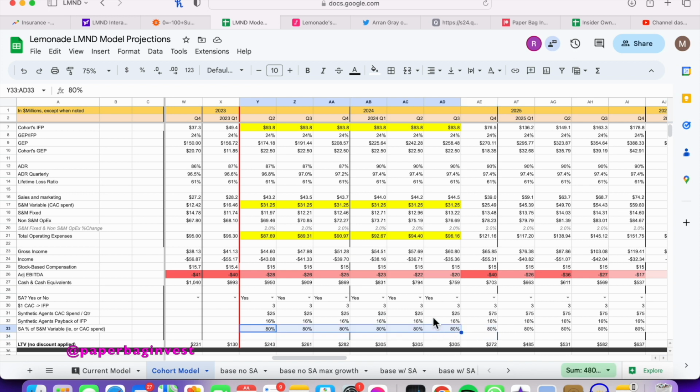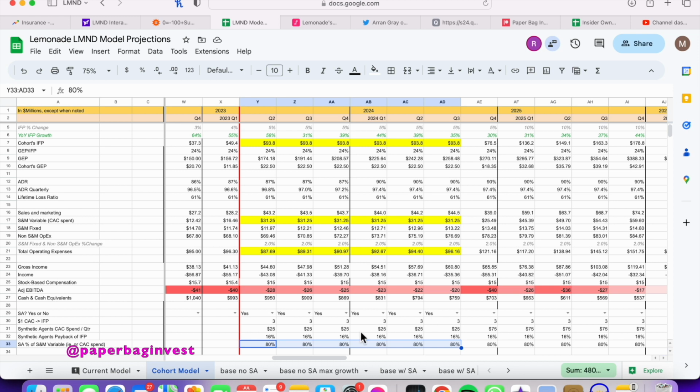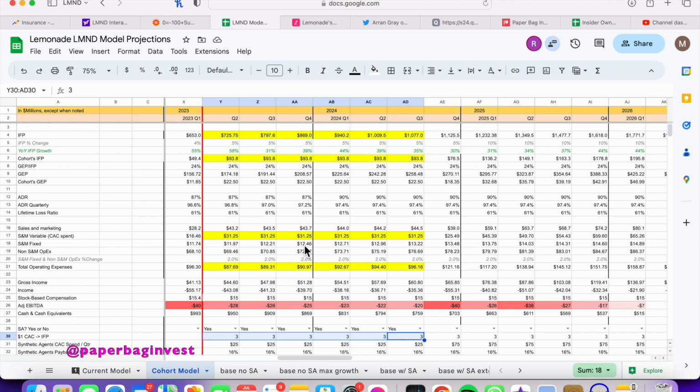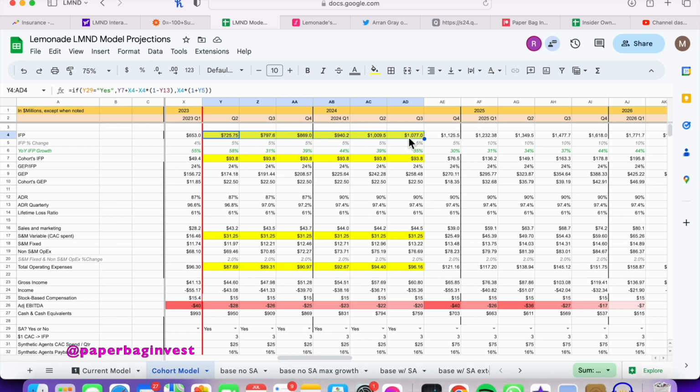I'm assuming, as Domain showed in the video he helped me with last time, that they're going to convert $1 of customer acquisition spend into $3 of in-force premium. Is that steady? Is that changing? Ultimately, all of that is just answering, how quickly will the top line grow? Whether you have the synthetic agents or not really affects that, and how much Lemonade wants to grow. That's a major variable we can play with, and it really affects the outcome.